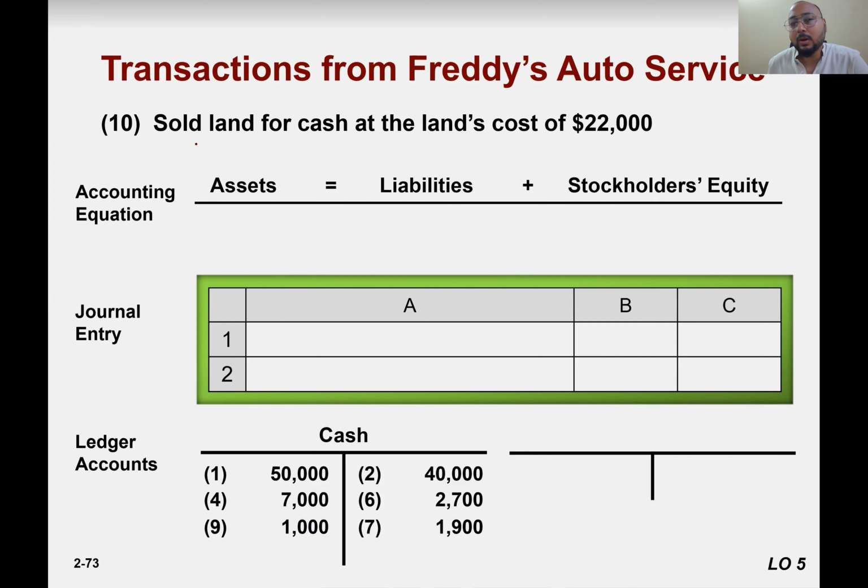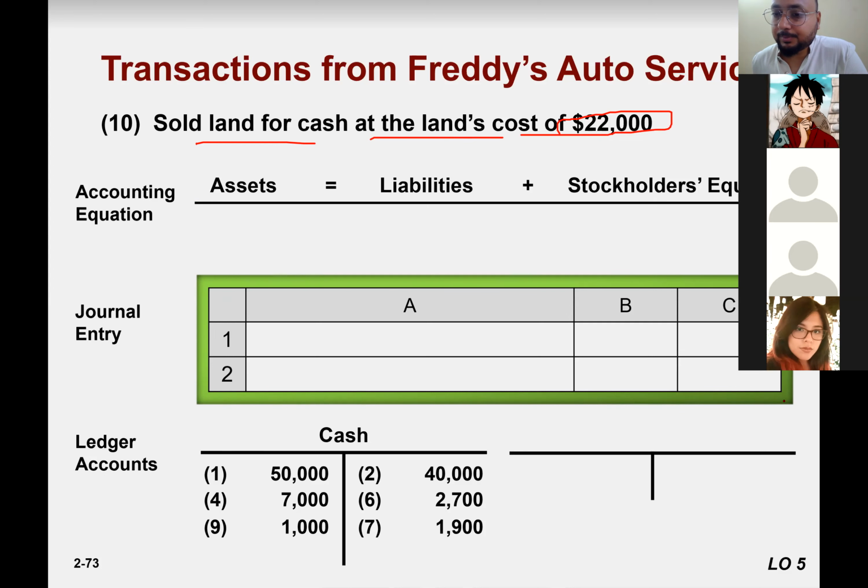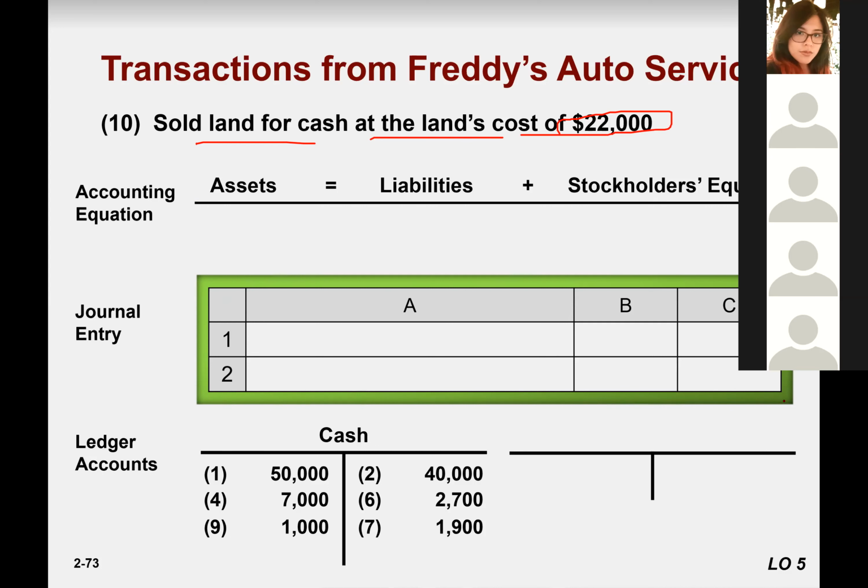10th, sold land for cash, land cost 22,000. So we do have land previously, land T account as well. So we'll see, but let's make the entry. So can you say the entry? Let me ask Marilyn. Marilyn, please say the entry. Land, no.